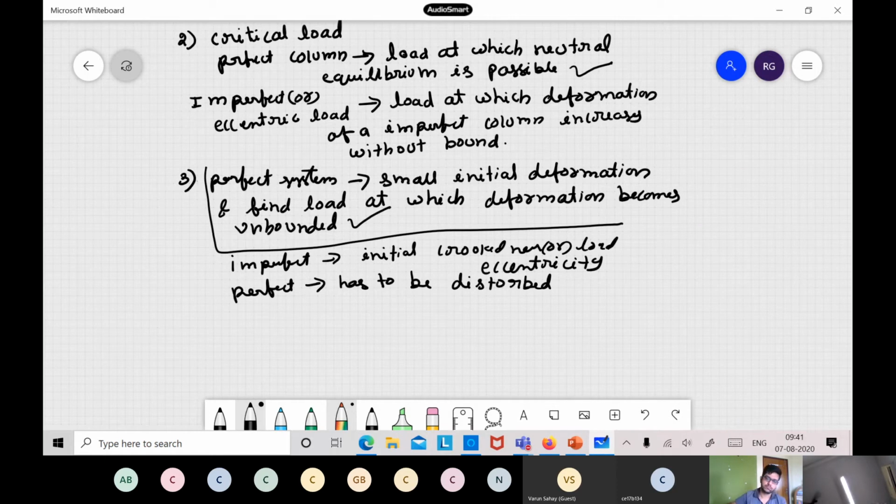For an imperfect column, there is no need to give any deformation. Already it has some deformation, so automatically you can calculate. If you have a perfect column, there is no deformation, so you give some small perturbation and then check whether the deflection goes towards unbounded or not. This is the most important thing. Now for buckling load, we have got two definitions. One is the original one, and the other we got from this crookedness and these eccentricities.